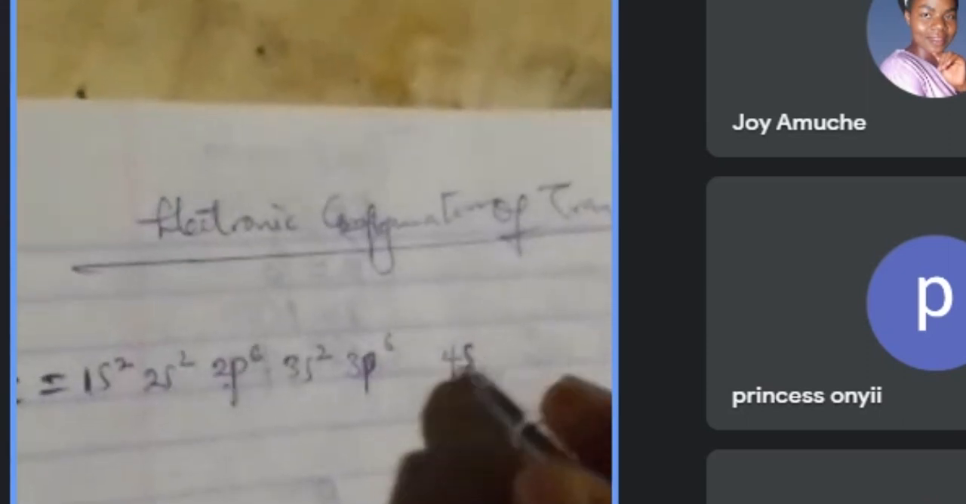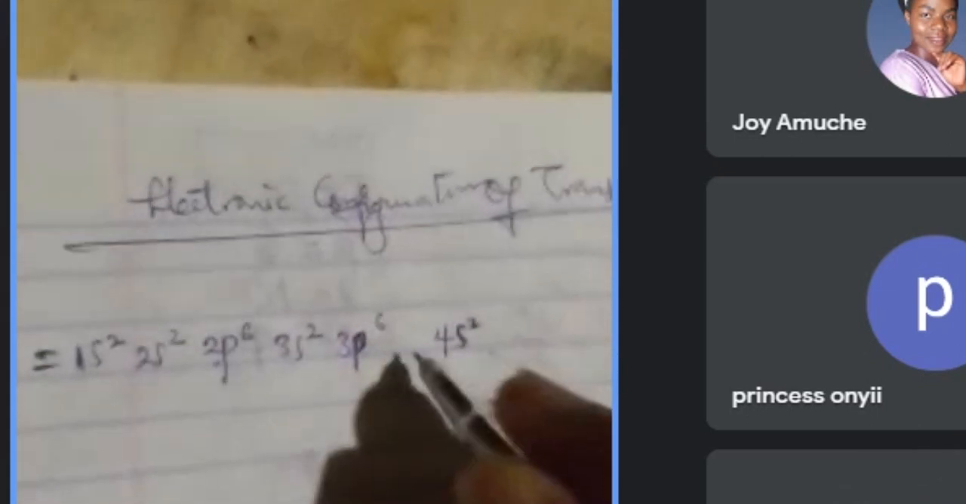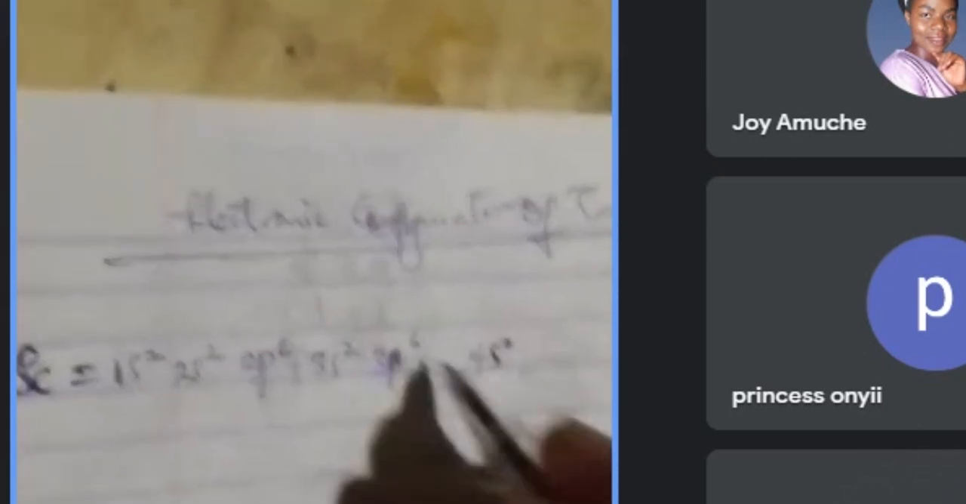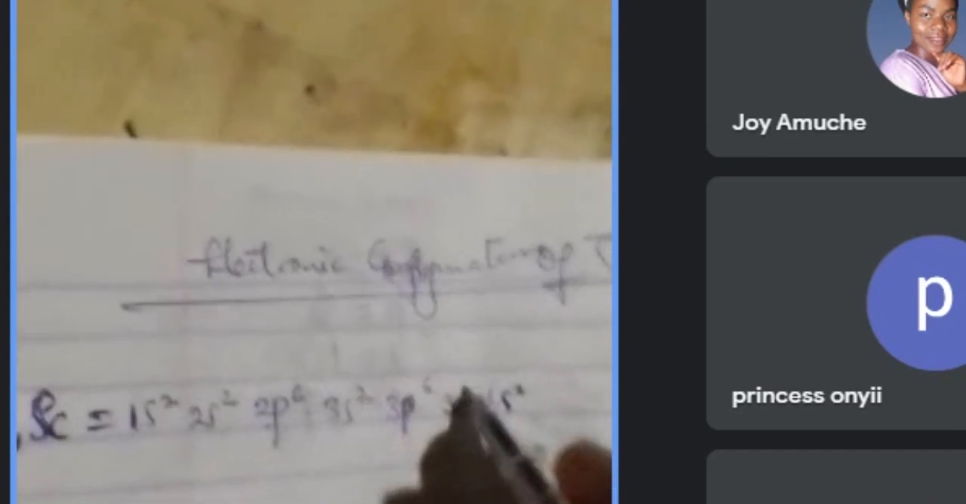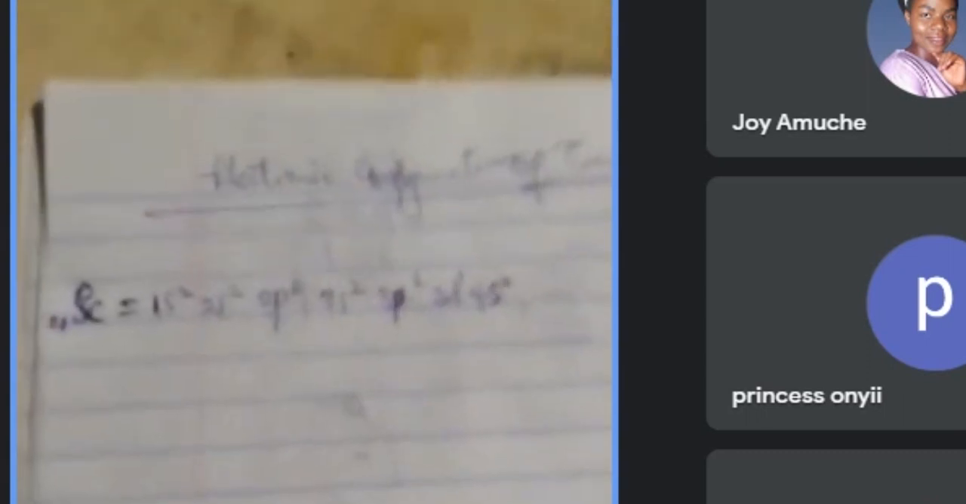So that 4s is what? 4s2. That's the maximum of s. So you left a little space. So you filled 20 now. It remains just 1. Now come back to that space. Come and write 3d1.